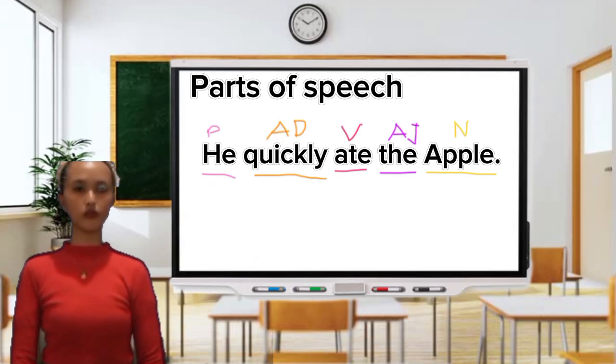See how even in a short sentence, each word has its own job. He replaces a name. Quickly describes the action. Ate is the action. The specifies the apple. And apple is the thing being eaten. Understanding these roles helps us understand the whole sentence.